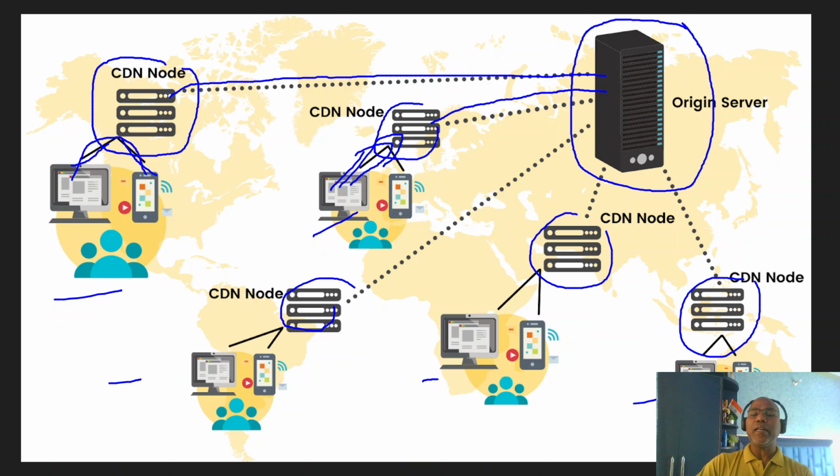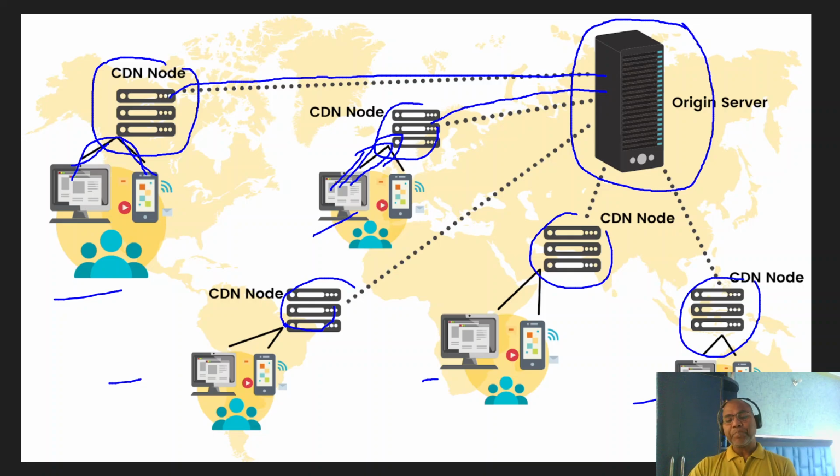If some dynamic data is required, that goes to the original server. But the non-frequently changed data, all the colors, all the pics, all the images, all the scripting, all the HTML, these are the rarely changed contents. So all those contents are stored by the CDN.